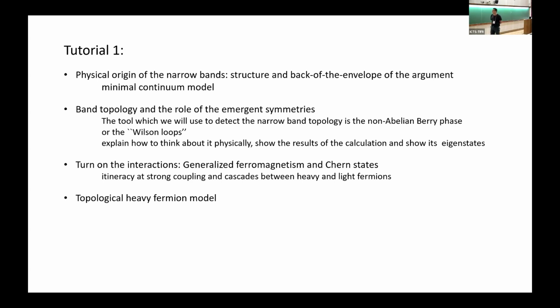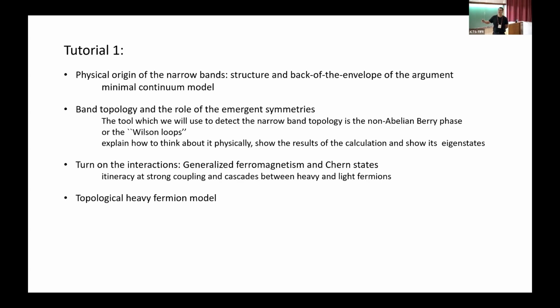Remarkably, even at strong coupling, there is an itineracy to the excitations. I will try to make this precise. And I will touch upon the observed cascades of transitions. And I will show you how, at least in the strong coupling limit, we can think about it as a cascade between heavy and light fermions. And at the end, I will talk about a new perspective on most of these results, which was advanced by Zhida Song and Andrei Bernevig, and goes under the title of topological heavy fermion model. So I will basically recover most of these results using that picture. I'll show you how that works.